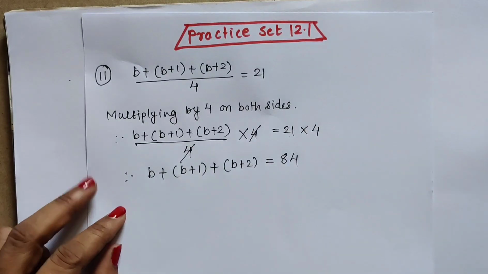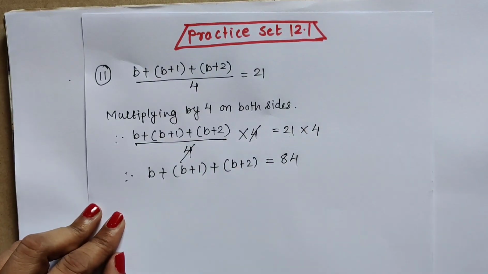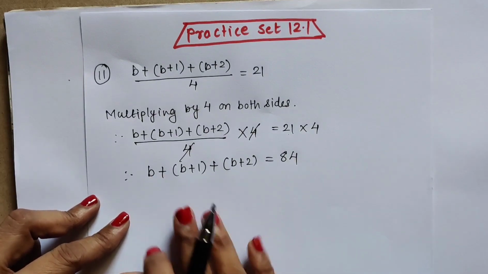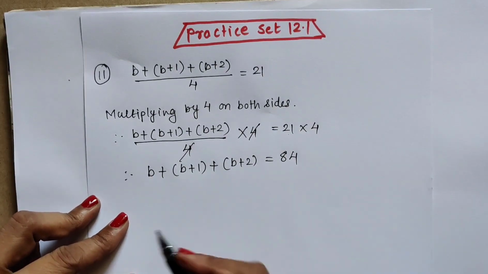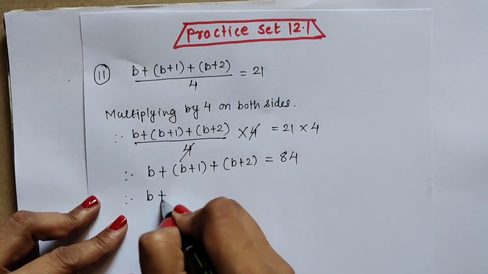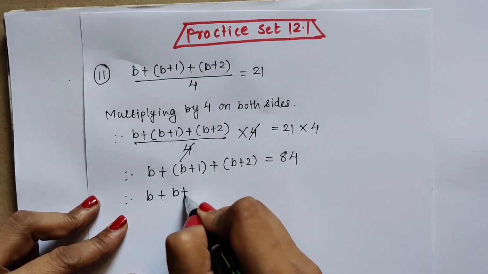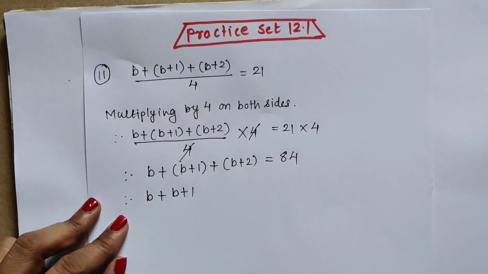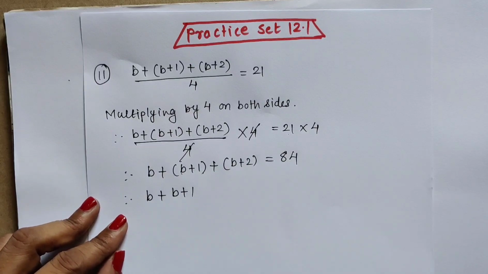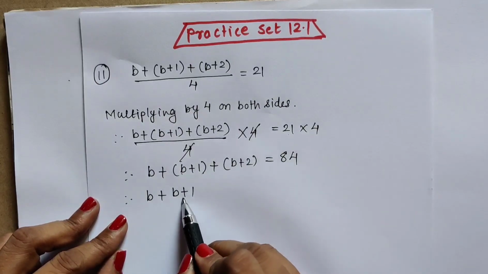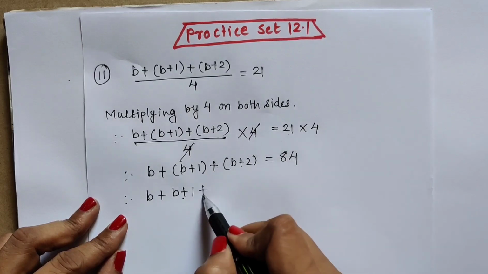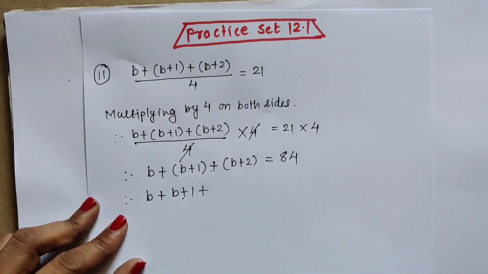84. Now see children, plus sign is there between the brackets, so we have to solve the brackets. That means we have to remove these brackets. So b plus 1 is there, plus sign is there, that means we don't need to change the sign. Plus plus will become plus only. Again plus sign is there, put the plus sign. Again plus plus will become plus.